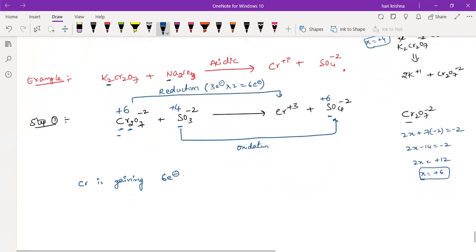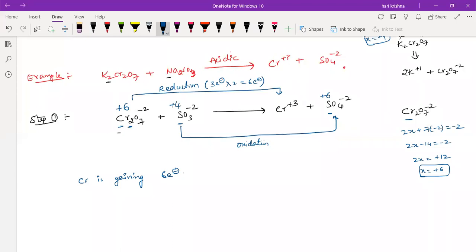Then what about the sulfur? Plus 4 to plus 6. That means each sulfur is losing 2 electrons only, right? Understand this one step. In the case of chromium, each chromium is gaining 3 electrons. Total we have 2 chromiums on the reactant side, so 3 into 2, 6 electrons the chromium is gaining. If you take sulfur, each sulfur is losing only 2 electrons.